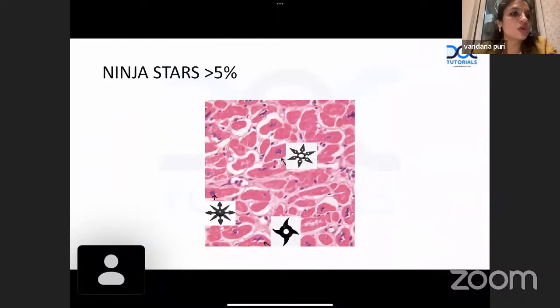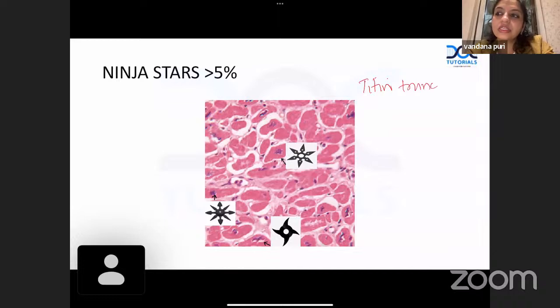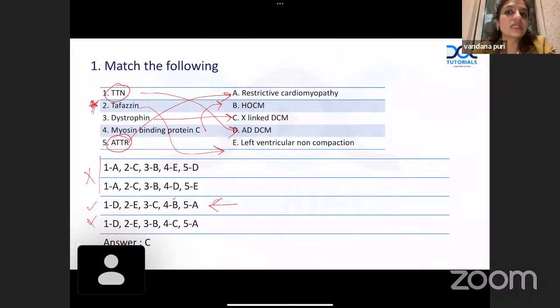Apart from that, one more important point I want to highlight is ninja stars, which was an INI-CET question last time. It's a very suggestive feature of titin truncating mutations. Whenever we have titin truncating mutations in dilated cardiomyopathy, they have ninja stars. When do you suspect that? Whenever you see ninja star nuclei in more than 5%, you suspect titin truncating mutations. So that is another point you have to remember here. Those are the cardiomyopathy mutations that are commonly asked.